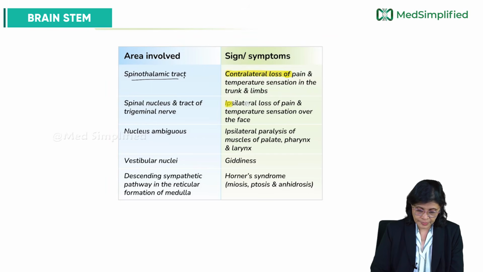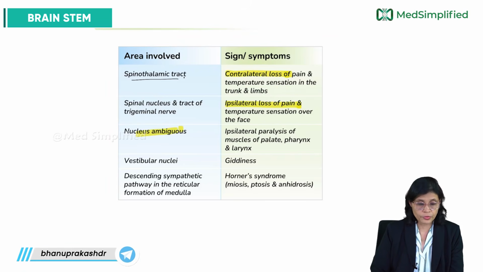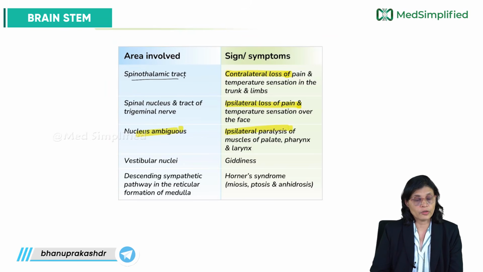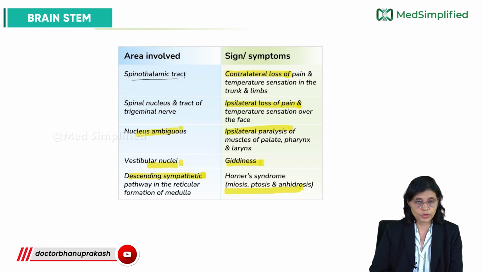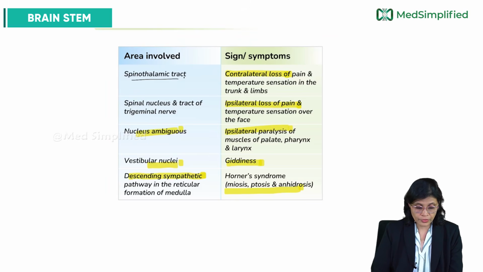So that's why there is ipsilateral loss of pain. Then nucleus ambiguus is present in that region that is involved. So because of which there is paralysis of the same side, ipsilateral paralysis of muscles of the palate, larynx and the pharynx. Vestibular nuclei, there is giddiness, and descending sympathetic pathway, Horner syndrome, that is miosis, ptosis as well as anhidrosis. So these are the things which we see because of the lateral medullary syndrome of Wallenberg.